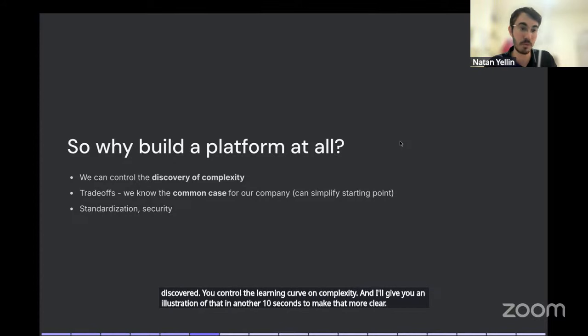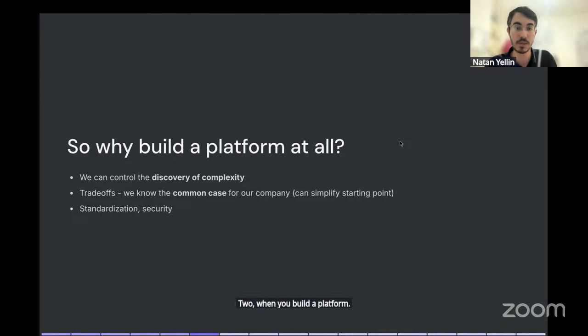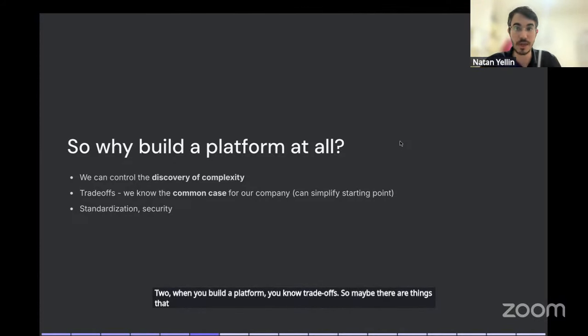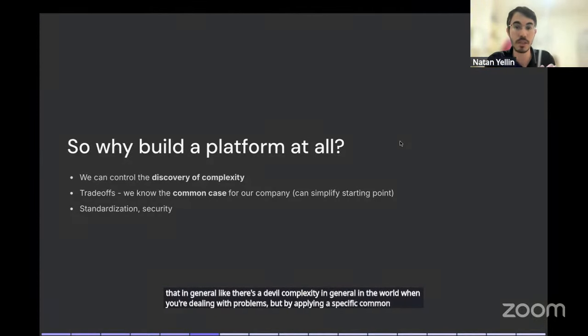Two, when you build a platform, you know trade-offs. So there's a level of complexity in general in the world when you're dealing with problems, but by applying a specific common case in your company, you can simplify the starting point. I will argue you can't simplify the complexity. You can only simplify the starting point.